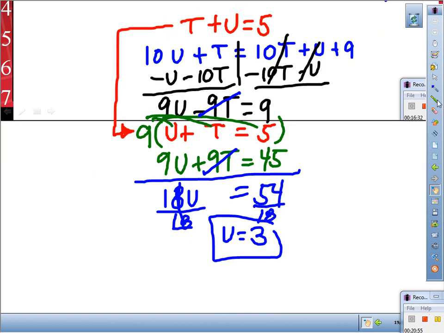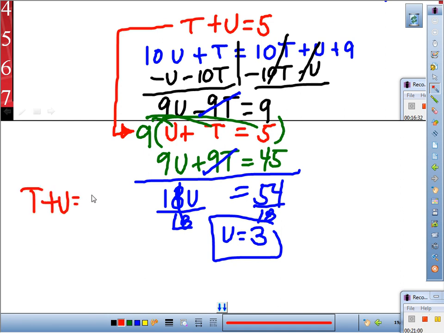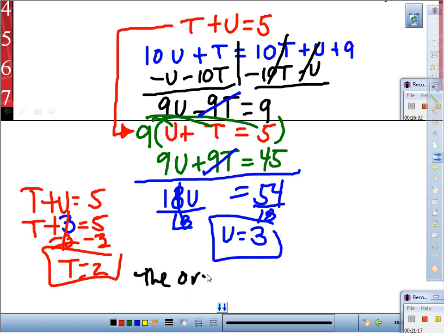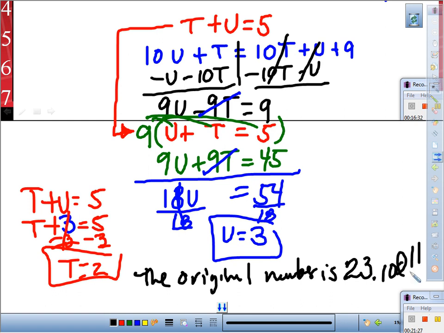What do we do from there? You substitute it into T plus U equals 5. Instead of U, we write 3. T plus 3 equals 5, minus 3, minus 3. T equals 2. The original number is 23.